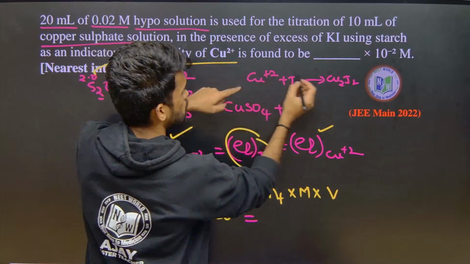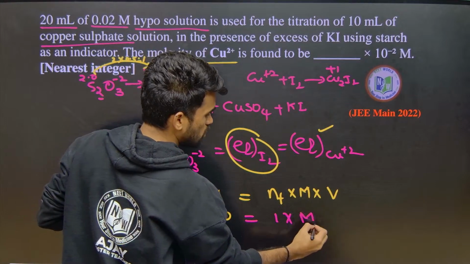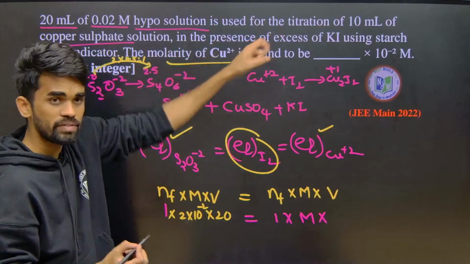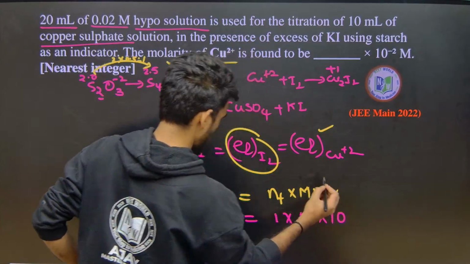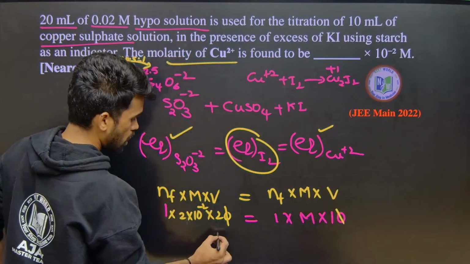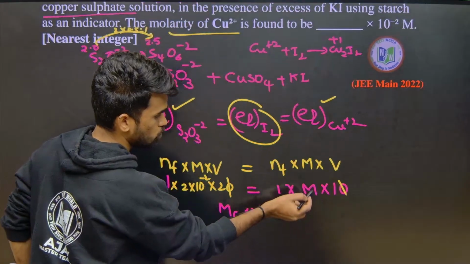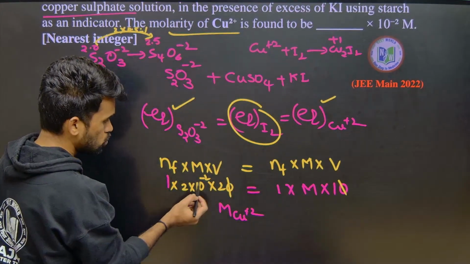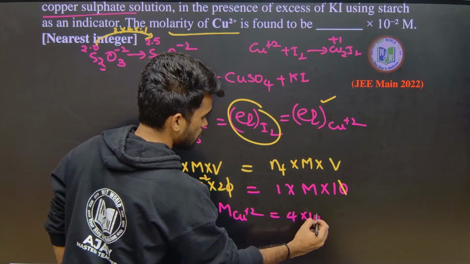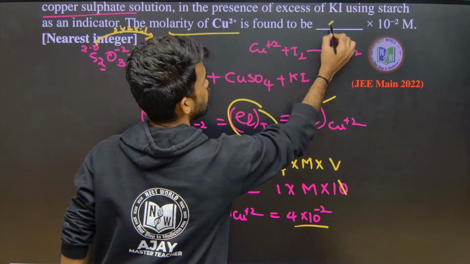See, copper +2 converting into copper +1, so N factor will be 1. Molarity we need to calculate, and the volume given for copper sulfate is 10 ml. So take here 10 ml. Now remove this 0 and this 0. So molarity of Cu+2, how much are we getting? Molarity of Cu+2 will be 4 into 10 power minus 2. So this is our answer. You should fill here 4 as your answer.